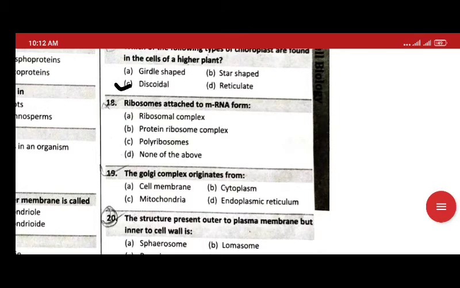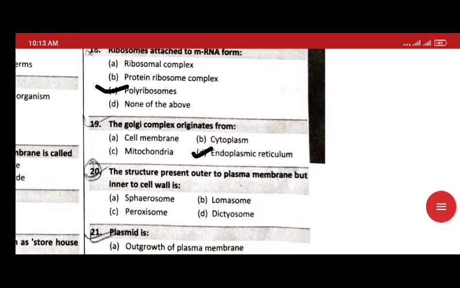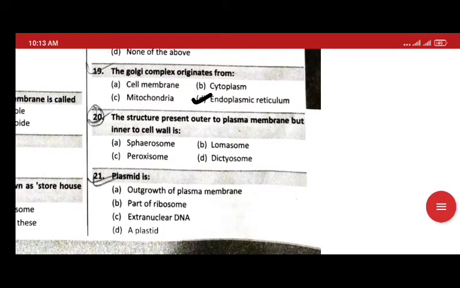Now 18 number, chromosomes attached to mRNA form. Now, ribosomes in mRNA, that is form what? Polyribosomes, because of mRNA attached. Now 19, the Golgi complex originated from. So Golgi complex mainly originated from what? ER. So ER makes what? Golgi complex, and Golgi complex makes what? Lysosomes.